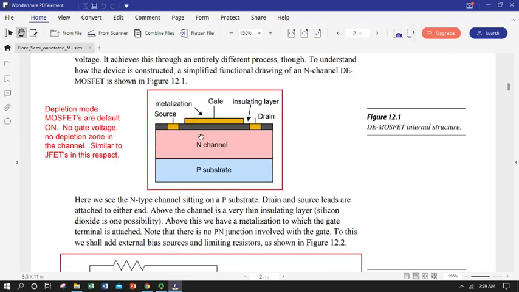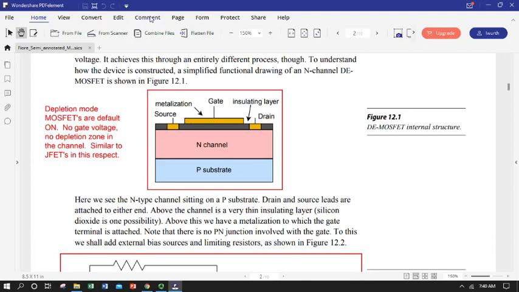MOSFETs, or insulated gate field effect transistors, come in two flavors, actually four. We can have N-channel or P-channel, just like we did with JFETs, and we can have what's known as depletion mode or enhancement mode. So N-channel, P-channel works exactly the way JFETs did. It basically is whether or not we have an N-doped material, which will form the main current carrying channel between source and drain. So this schematic here in figure 12.1 is an N-channel.